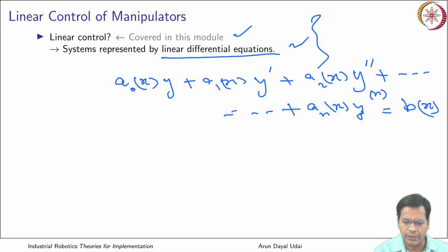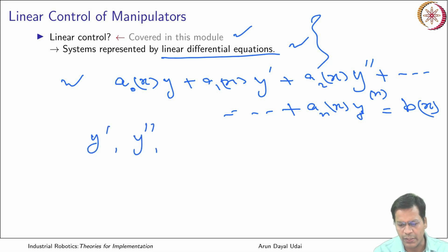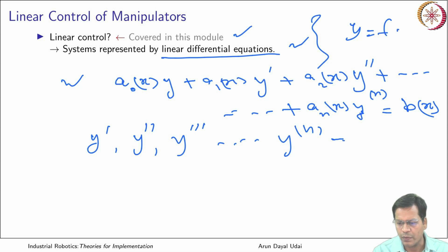Okay, so let us say this is the equation where you have y dash, y double dash, y triple dash and so on till yn dash. They are all derivatives of the unknown function y, which is a function of x. Y is a function of x. These are all their derivatives.